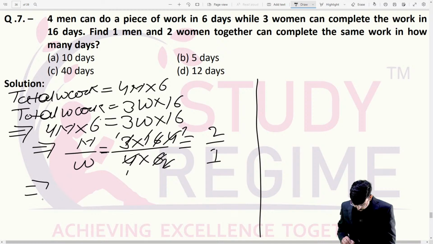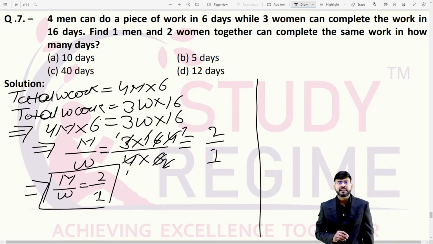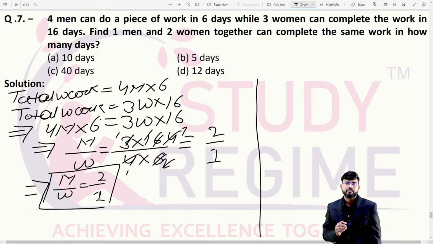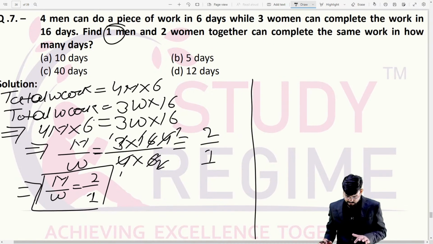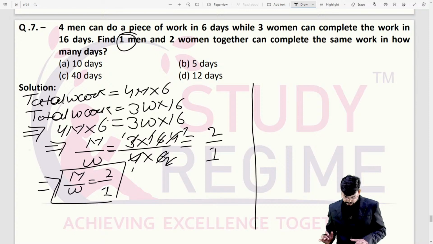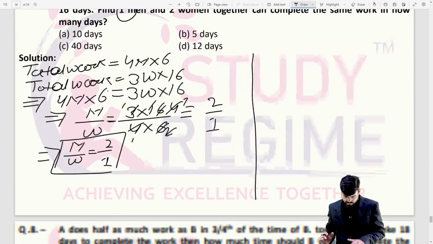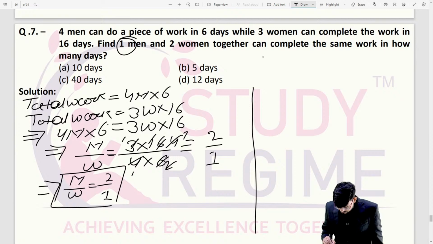I will write it again. The ratio of men to women is coming 2:1. If women can complete 1 unit of work, then men will do 2 units of work. This is the ratio of their efficiency. This is the ratio of the work they are doing in a day. Okay. Now, what is asked in the question? 1 man and 2 women. Write it down. 1 man plus 2 women.